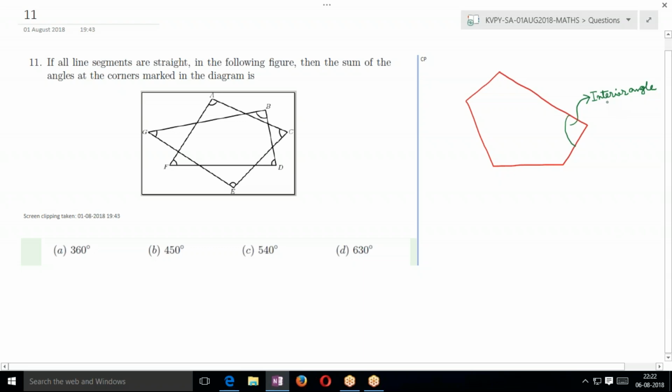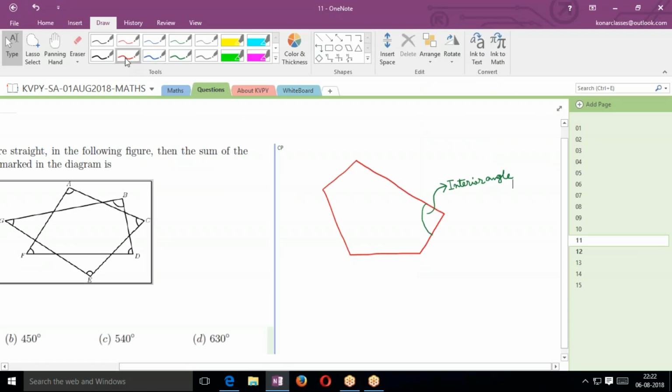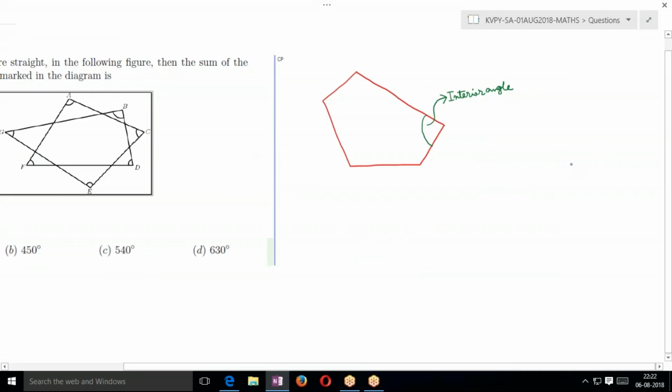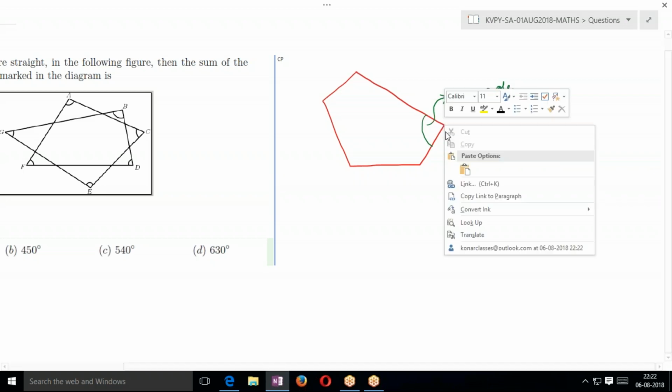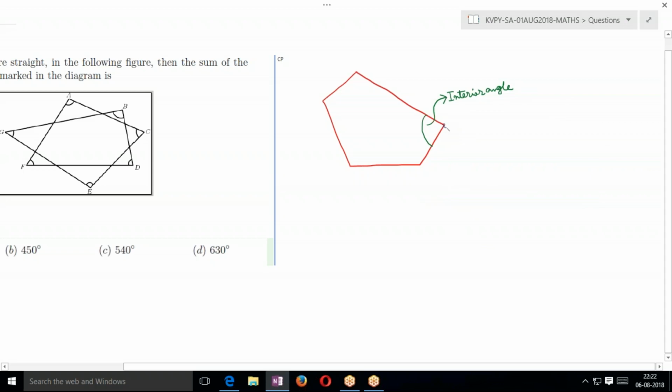Okay, now what is an exterior angle then? Let me draw in a different color to make it understandable. So here it is. Now suppose the exterior angle to this one. Let's extend it. If we extend this side, then whatever angle we get out of it is called the exterior angle. So this angle is known as the exterior angle.